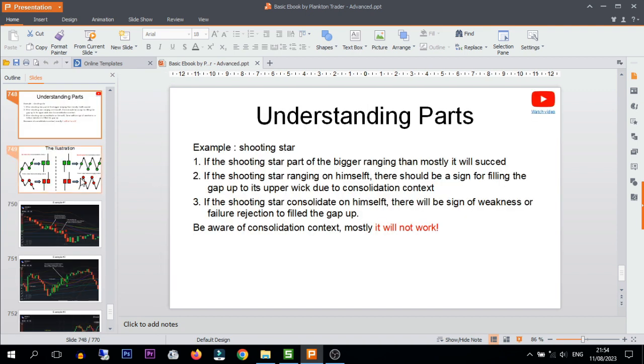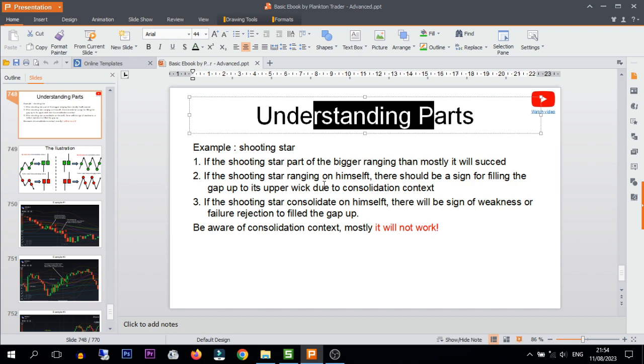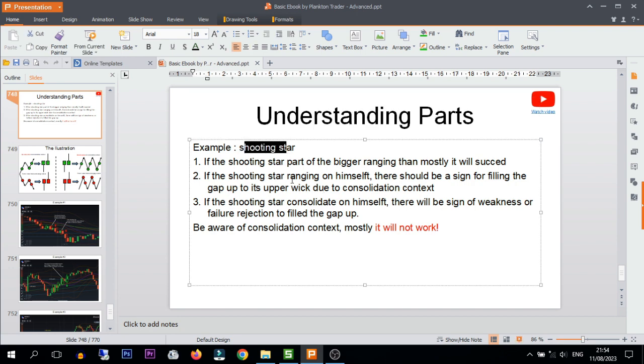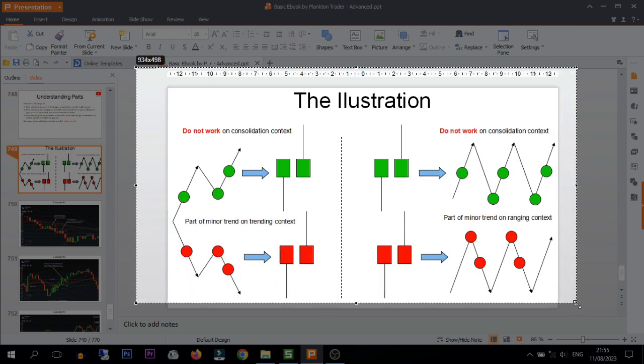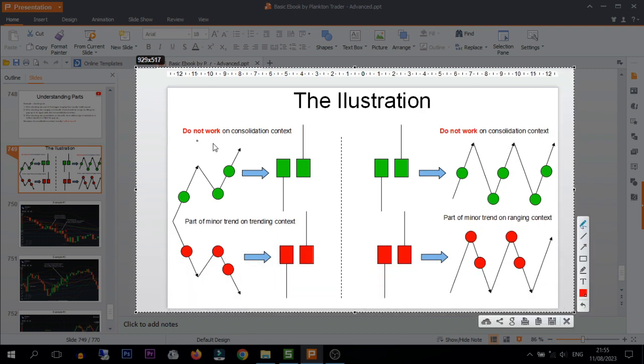And this is the advanced, a little bit more understanding, part, where I gave the example here with the significant candle, which is the shooting star. But actually it works with the opposite of the shooting star too, which is the hammer. Okay, bullish hammer, inverted bullish hammer, bearish hammer. And here is the illustration of why it should work and why it does not work. Look at this, it does not work in a consolidation context.